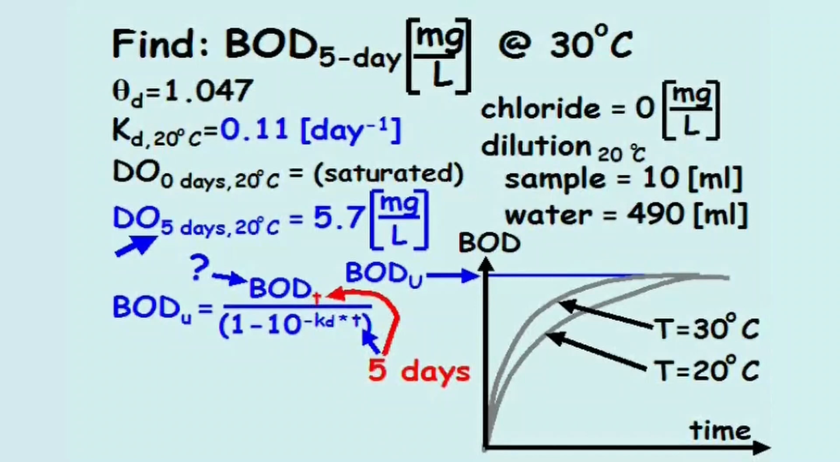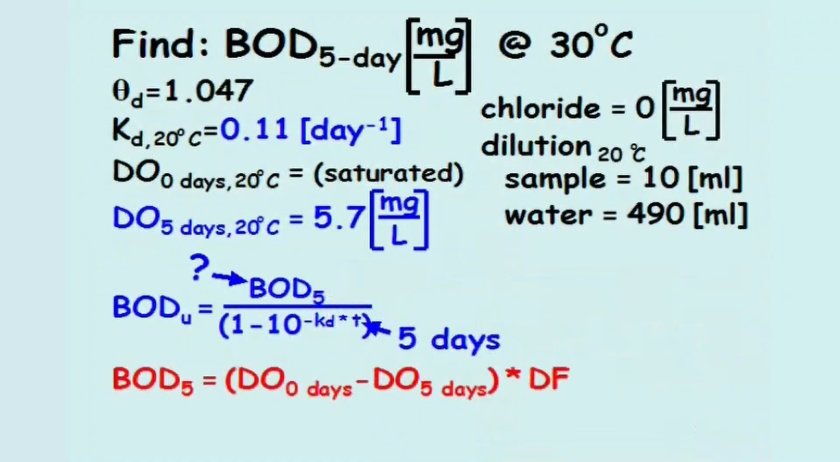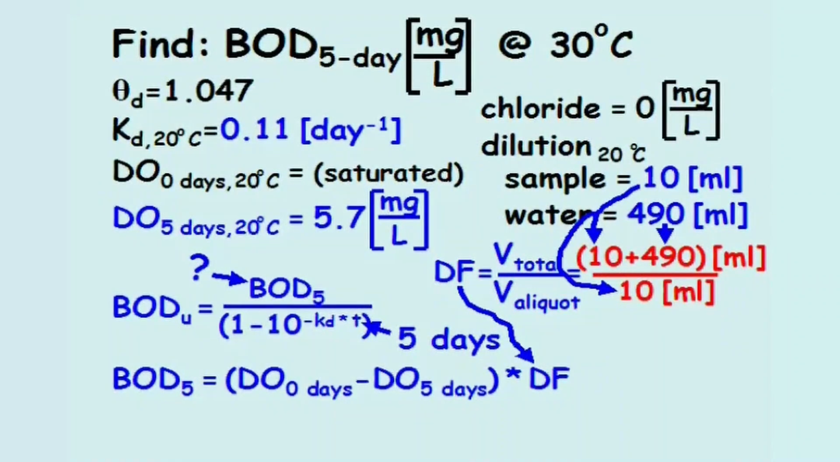The biochemical oxygen demand of a sample equals the change in dissolved oxygen concentration of that sample times the dilution factor, dF. The dilution factor equals the total volume divided by the aliquot volume of the tested sample. Plugging in the given volumes for the sample and water, the dilution factor equals 50.